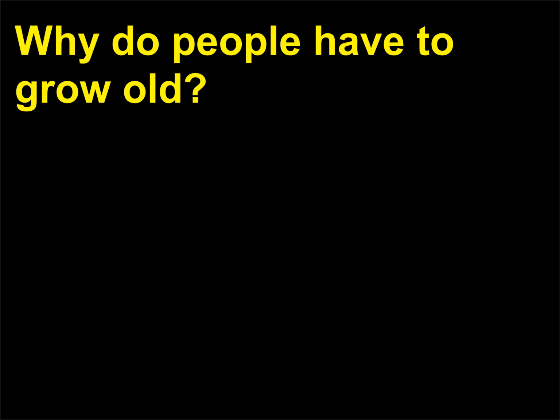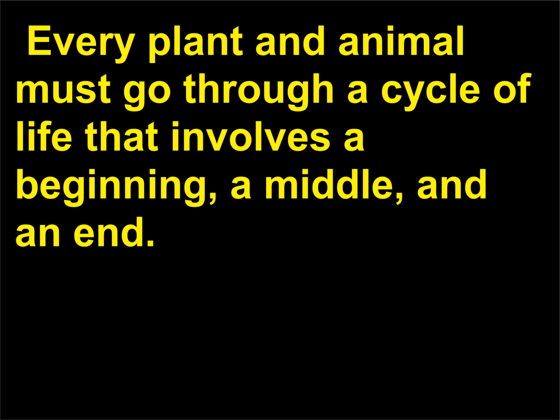Why do people have to grow old? Growing old is part of being a living thing. Every plant and animal must go through a cycle of life that involves a beginning, a middle, and an end. Actually, as soon as we are born we begin aging or growing older.